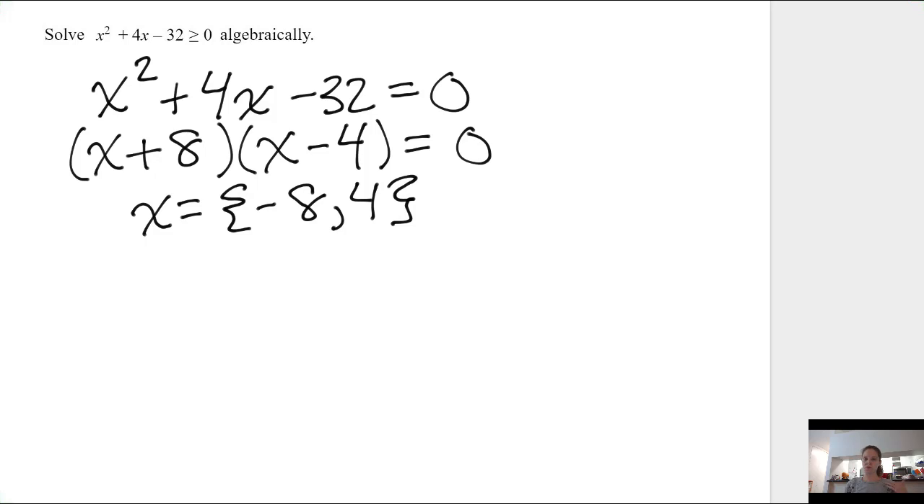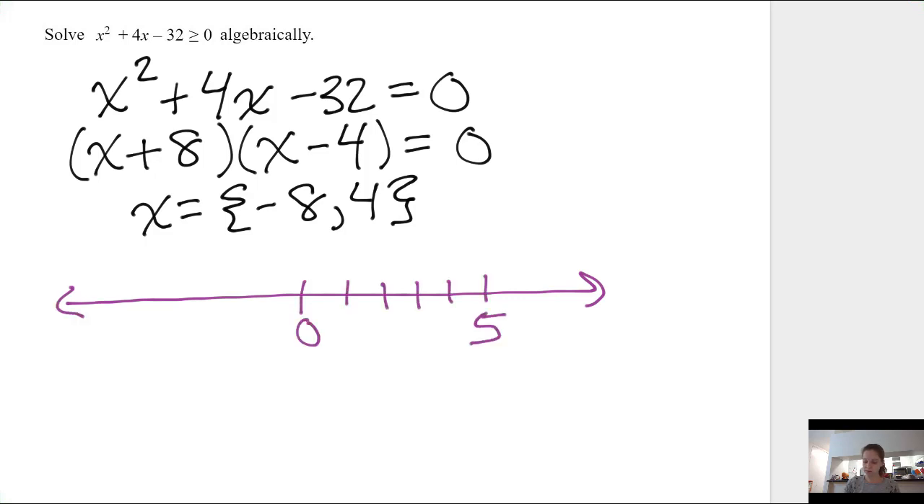Step number 2, plot these points on a number line. Here's 0, 1, 2, 3, 4, 5, and -1, -2, -3, -4, -5, down to -10. The points are 4 and -8. Now I'm going to check the inequality. This inequality is greater than or equal to, so the boundary points are included in the solution, which means I shade them in.